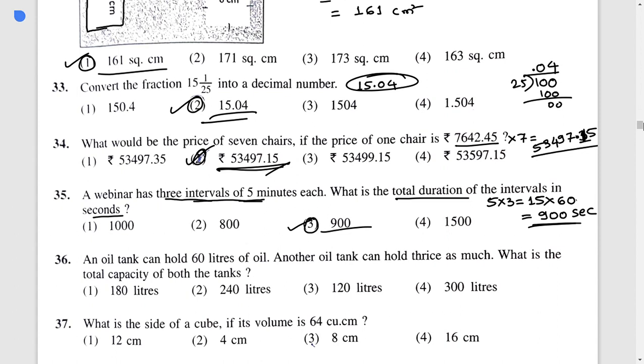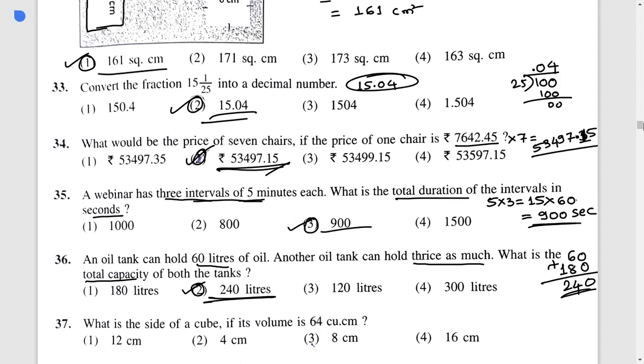Next question, 36th one. An oil tank can hold 60 liters of oil. Another oil tank can hold thrice as much. What is the total capacity of both the tanks? So one oil tank is 60 liter. Another oil tank is thrice of the first one. So we multiply with 3. 60 into 3 is 180. So they are asking total capacity, means you have to add these two. So it will be 240 liters, option B. So option B is the right answer here.